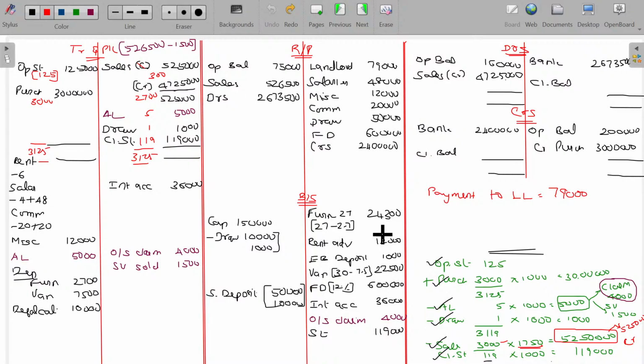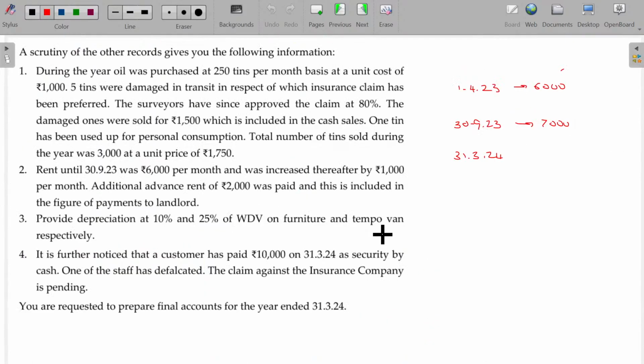Means 2 months rent could be collected in advance. Per month rent being 6,000. Rent advance collected being 6,000 into 2 months, 12,000 rupees. The moment the rent is increased from 6,000 to 7,000 rupees, now the rent advance should be how much? 2 months rent of that, 7,000 into 2, 14,000. Another 2,000 also be collected for the rent advance.